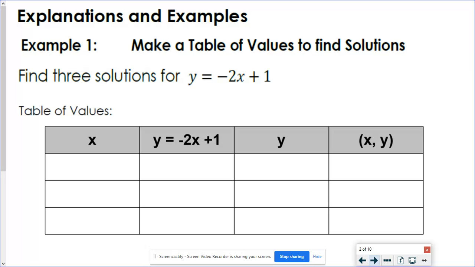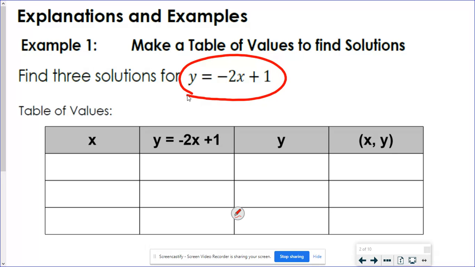So when I give you an equation like this, and I ask you to find three solutions, now remember, when we graph the line, every single point on the line is going to be a solution, but I don't know where they are yet. I just need to get a couple of points so I know where to draw my line if I was graphing this.